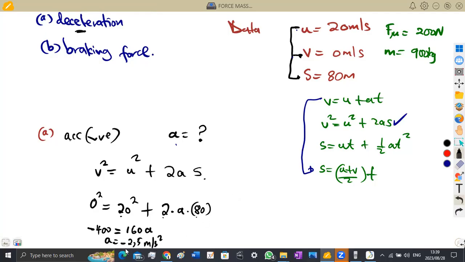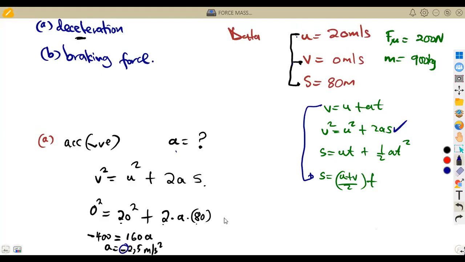So the negative that we are seeing here is indicating a deceleration. So you can just write your final answer as deceleration is 2.5 meters per square second. As we are calculating it as acceleration, that's why we see a negative answer, but the exact answer for what we are calculating, which is the deceleration, is just 2.5. So you can simply say there's a deceleration of 2.5 meters per square second.